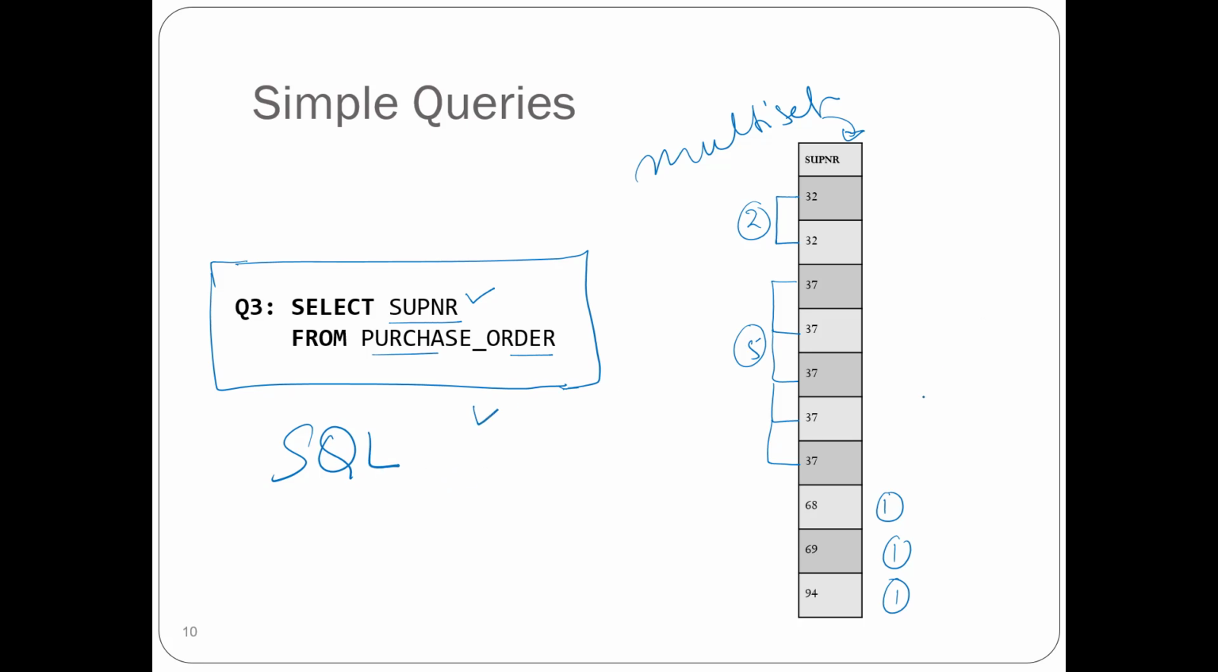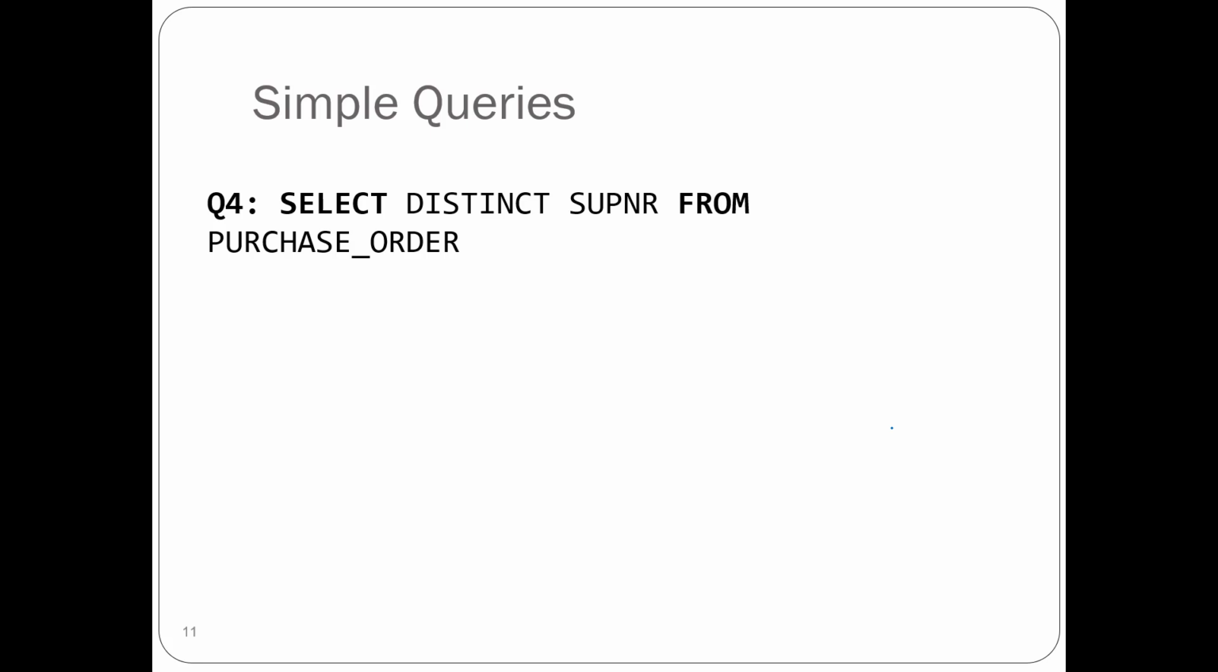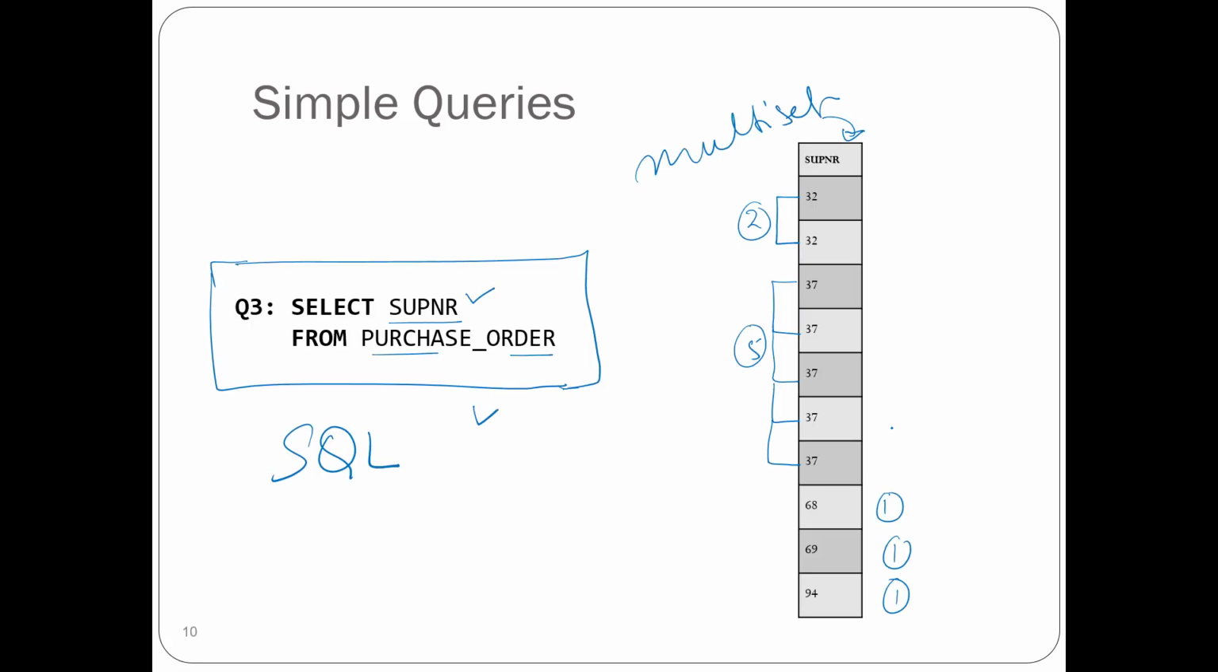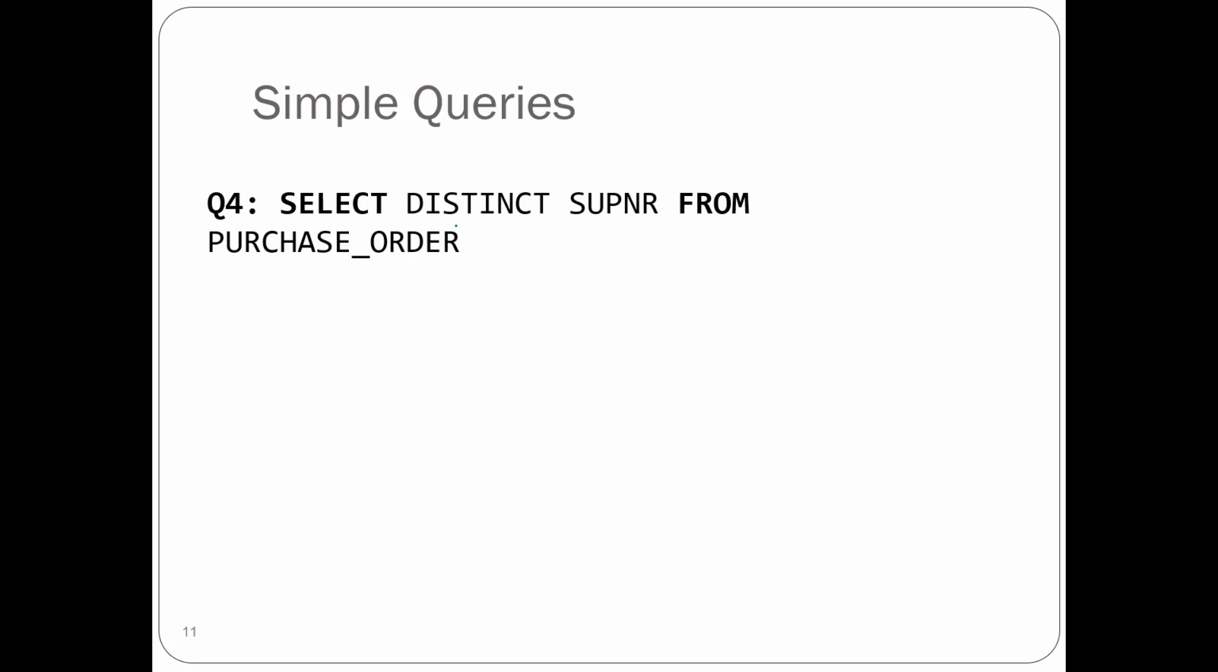So for this query, that's our result, simple enough. But we should understand the fact that this result is in fact a table, but this table is a multi-set. It's not a single, simple set. So if we are not interested in duplicates, if we want only one copy of 32, 37, then 68, 69, 94, how to get that? It's even simpler. You will put another keyword. You will put distinct before the supplier number.